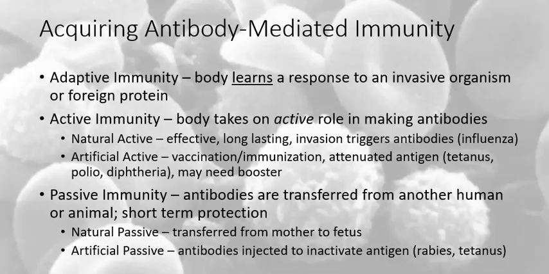You also have natural passive immunity. This is passed from mother to fetus or infant through the placenta or colostrum in breast milk. Then you have artificial passive immunity. This is immunity to prevent death or disease when exposed.